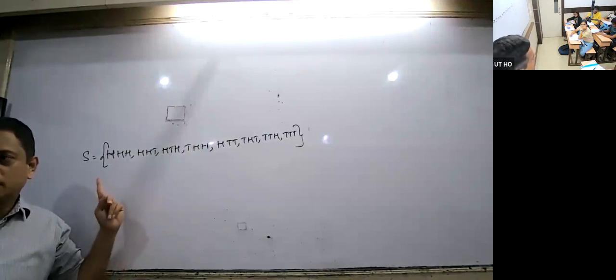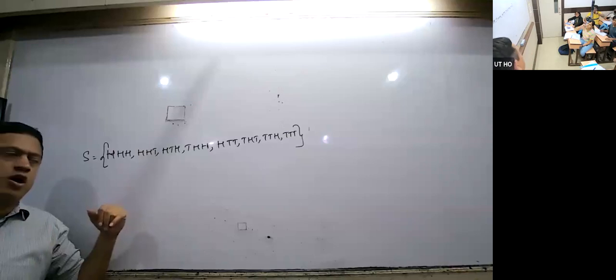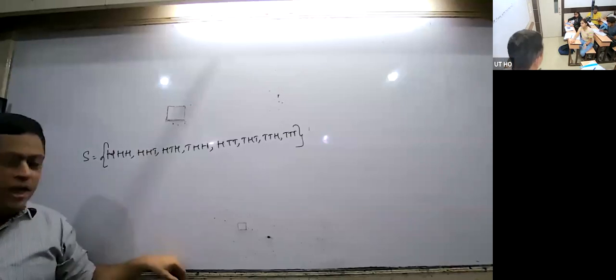How many cases are there with three heads? Sir, one. How many cases are with two heads? Three. How many cases are with one head? Three. How many cases are with no head? One. Okay, that is all. Now the question is coming.